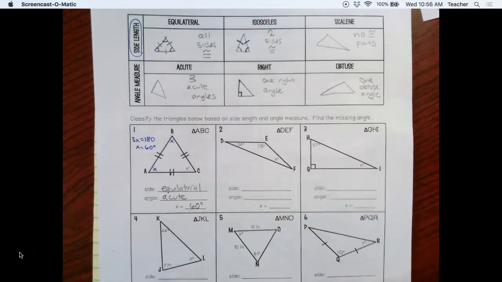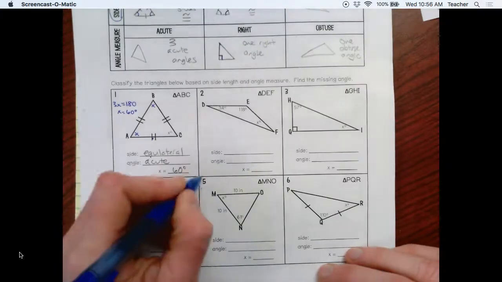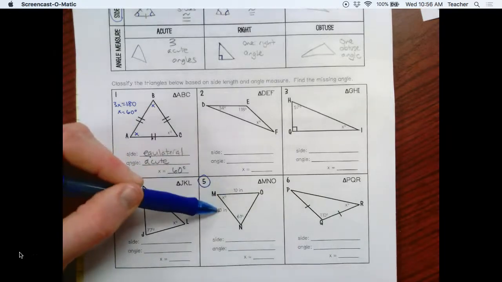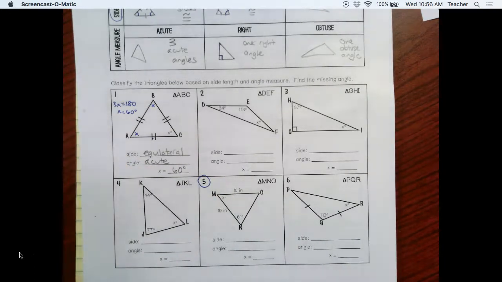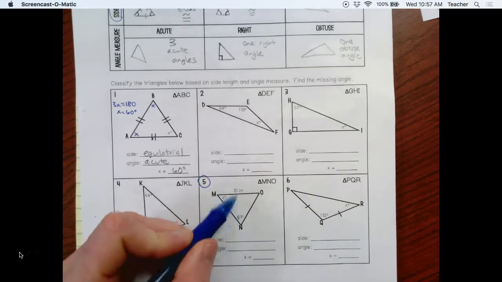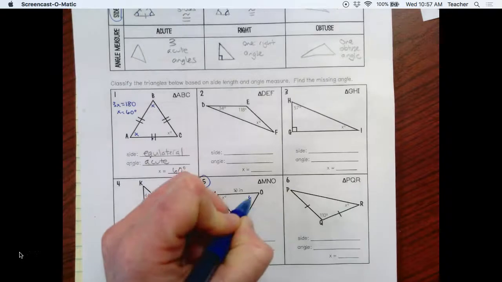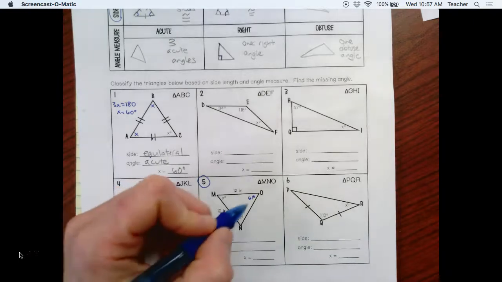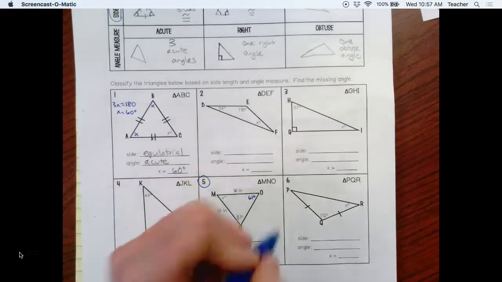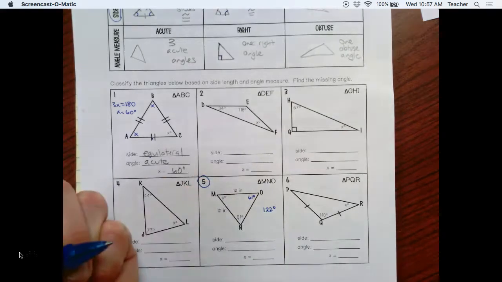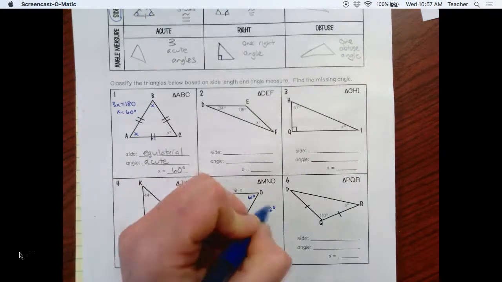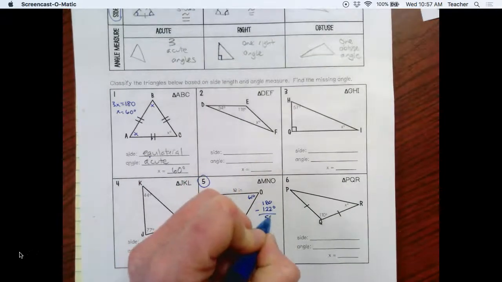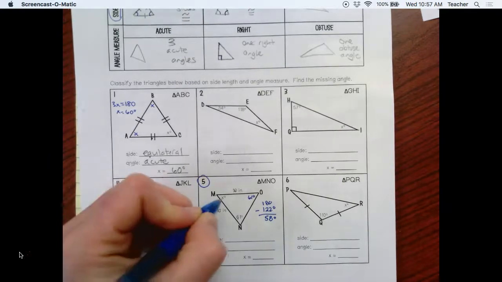All right, let's choose one more. I'm going to do number 5 with you because that gave 6th period the most trouble. So we've got 10 and 10. If 61 is at 10, then 61 degrees has to be opposite this 10. And if these are both 61, that adds up to 122 degrees. So what is left over is 180 minus 122. So that's going to be 58. So my x is going to be 58.